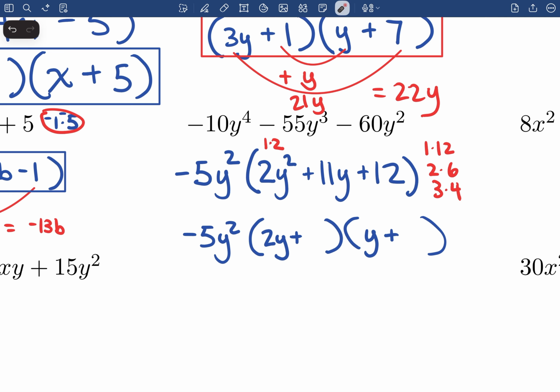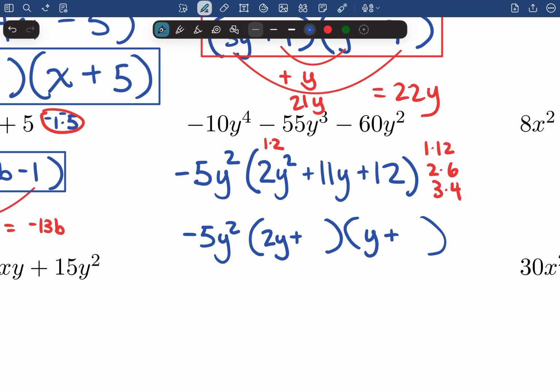Now, I could take 1 and 2 and multiply them, let's see, could I do it with 2 and 6 or 3 and 4 to make 11? How would I do that? What if I did 2 times 4 and 1 times 3? That's what I'm thinking. I need 2 times 4 to make 8 and 1 times 3 to make 3, and 8 plus 3 will give me 11. So that's what my brain is thinking, okay?